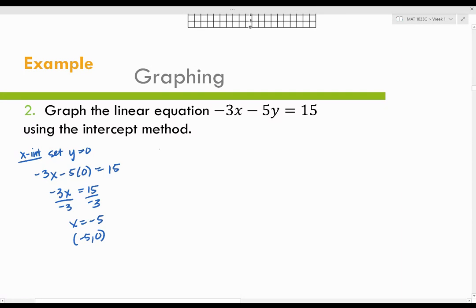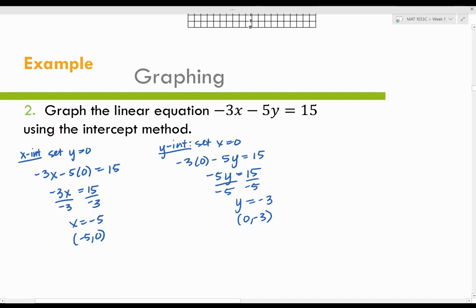All right, now let's find our y-intercept. So remember, for y-intercept, that means we're going to set x equal to 0. So everywhere in this equation where I see an x, I'm going to plug in 0 in its place. So I have negative 3 times 0, which is 0. It's negative 5y equals 15. And I'm going to divide both sides by negative 5. Y equals negative 3. So as a coordinate, that's going to be 0, negative 3.